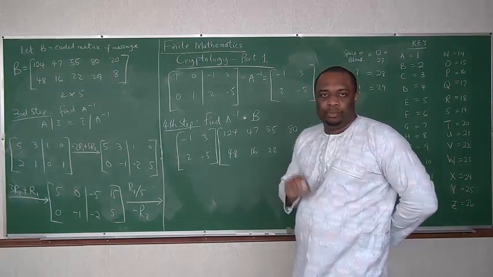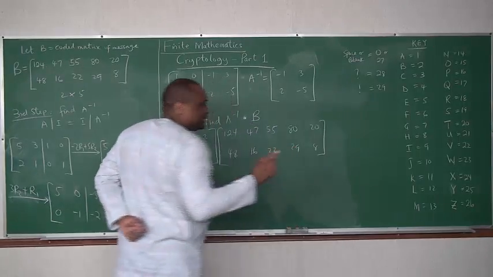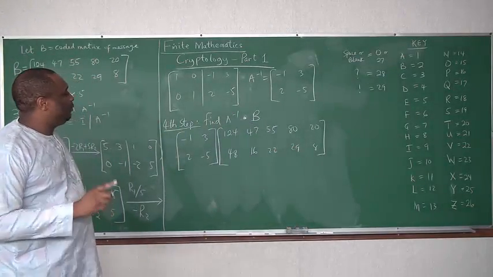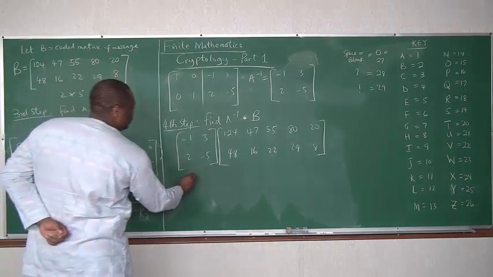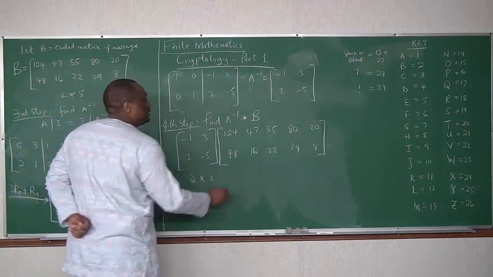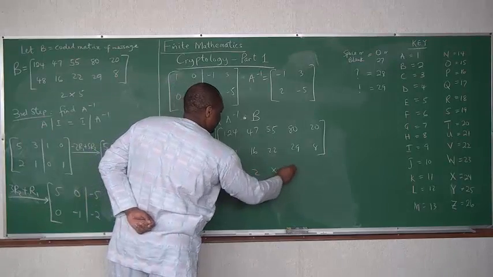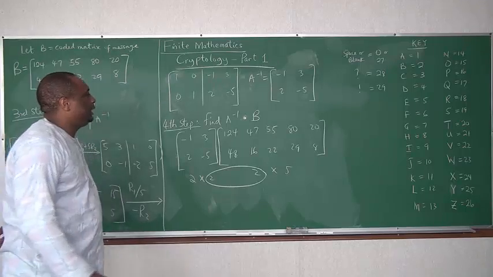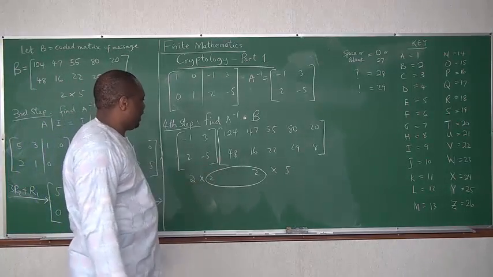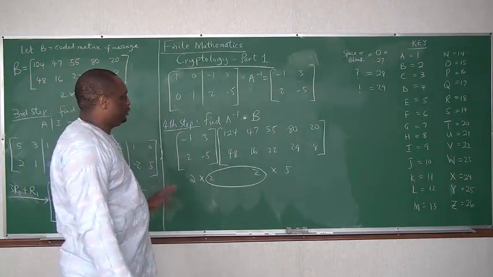So we did a multiplication of matrices. First of all, let's see whether they are conformable for multiplication. This is a 2 by 2, and this is a what? 2 by 5. So this is equal to this. So the product will be what? A 2 by 5. The product will be a 2 by 5 matrix.